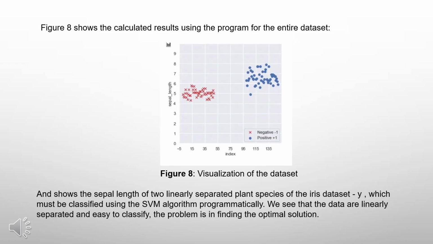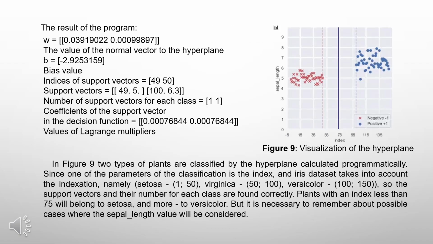Figure 8 shows the calculated results using the program for the entire dataset. Figure 8. Visualization of the dataset. It shows the sepal lengths of two linearly separated plant species of the iris dataset, Y, which must be classified using the SVM algorithm programmatically. We see that the data are linearly separated and easy to classify. The problem is in finding the optimal solution. The result of the program. Figure 9. Visualization of the hyperplane.